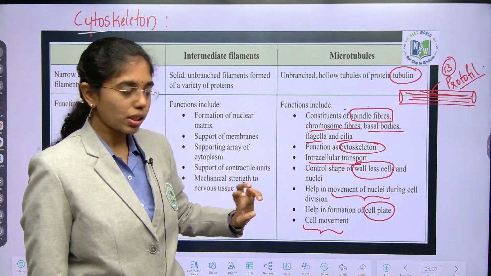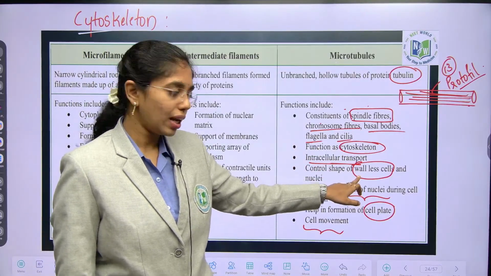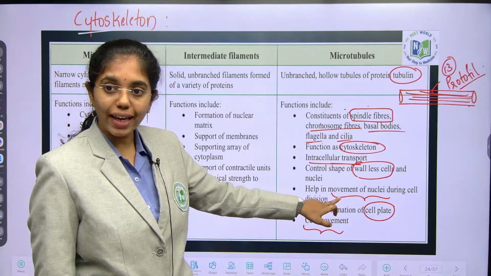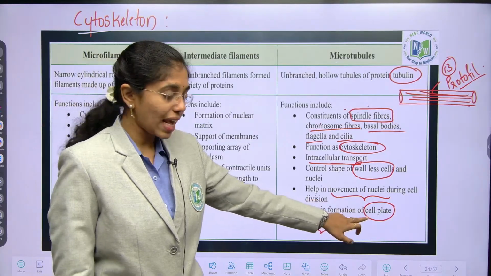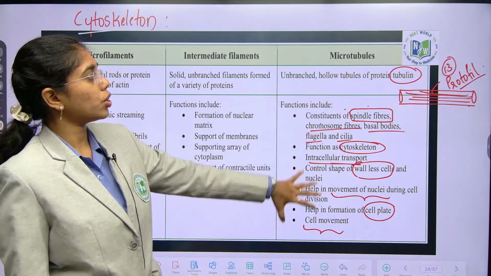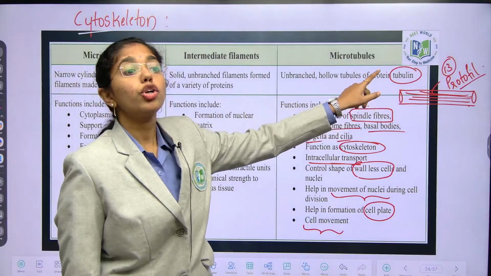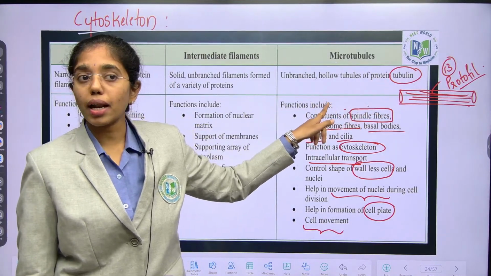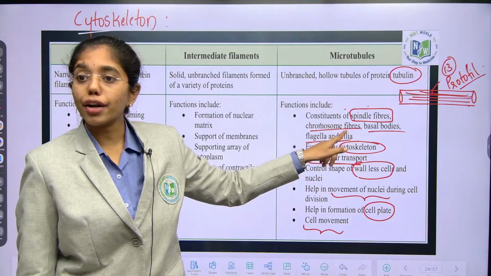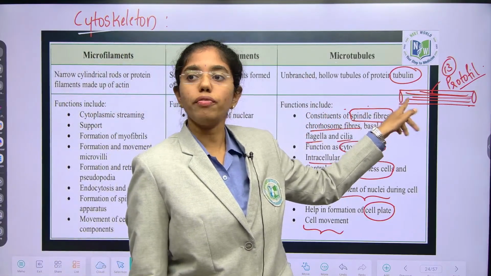Functions as cytoskeleton, intracellular transport, control of shape of wall-less cells, movement of nuclei, that is in karyokinesis, cell plate formation, and in cell movement as well. These are the major functions of microtubules. What is the protein present here? Tubulin protein. Are they branched or unbranched? Unbranched cylindrical rod-like structures. At the center you have 13 protofilaments.